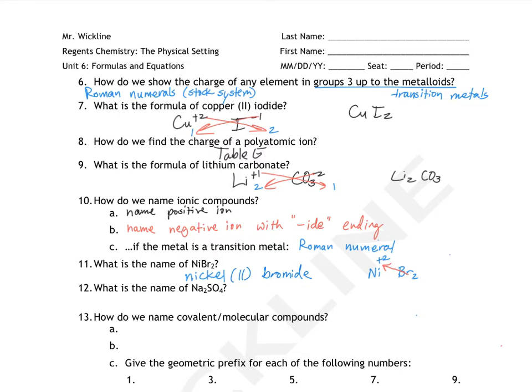For Na2SO4, we're just going to name the first one, which is sodium. Sodium's in group 1, so it doesn't get a Roman numeral. You only get Roman numerals if you're in groups 3 to 12. And SO4 is on table E, and I just looked it up, and its name is sulfate, which is why that formula is called sodium sulfate.